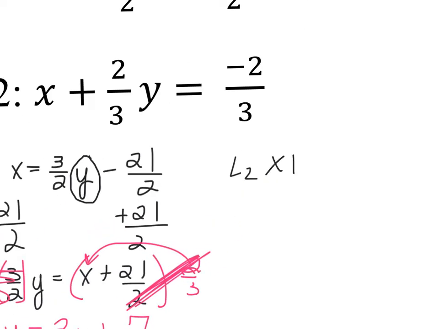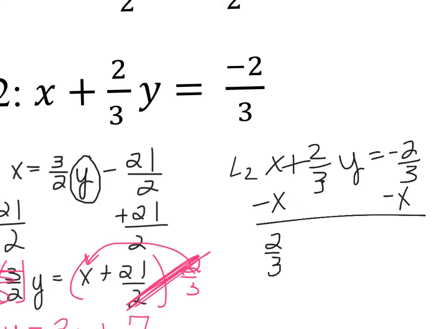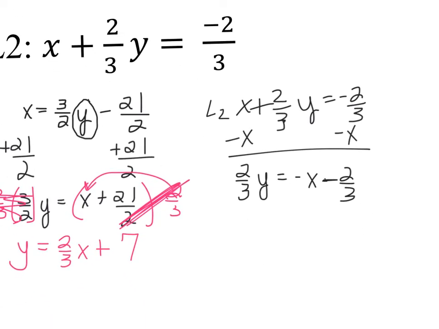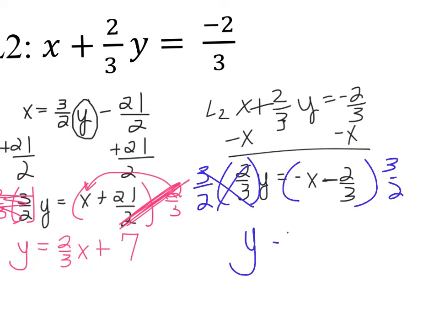x plus 2/3 y equals negative 2/3. So we want to isolate our y, correct? So what do you want to do? Subtract x. Okay, fine. So you have 2/3 y equals negative x minus 2/3. Okay, we need y by itself. Multiply by the reciprocal, 3 over 2. So what you do to one side, you do to the other. So y equals, distribute this.